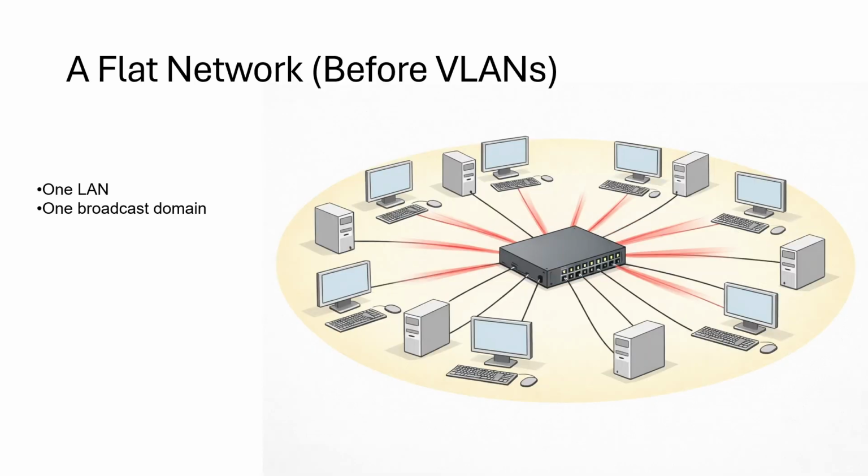Let's look at what networks looked like before VLANs. You might have one switch, or several switches connected together, but logically, it's still one network, one local area network, one broadcast domain. Everyone belongs to the same group, everyone hears the same things, and again, this is important, switches are already doing their job correctly. There are no collisions, no shared media, and there is fast forwarding. So nothing screams problem yet. Which is why flat networks are dangerous. They fail quietly.